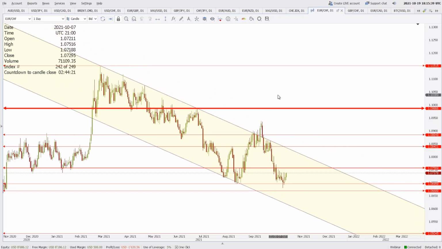Talking about the Euro CHF, 1.0756 is the next level of resistance and 1.06959 is the immediate support for the price.